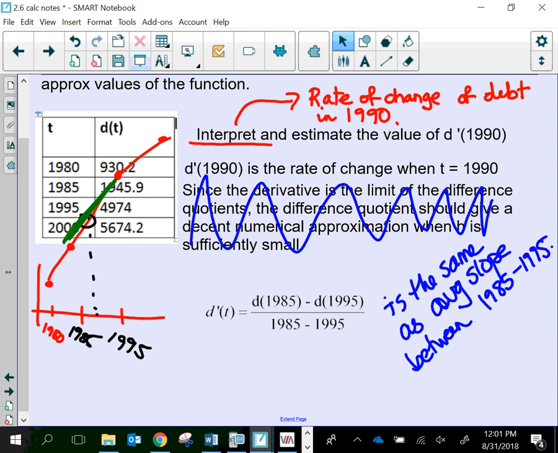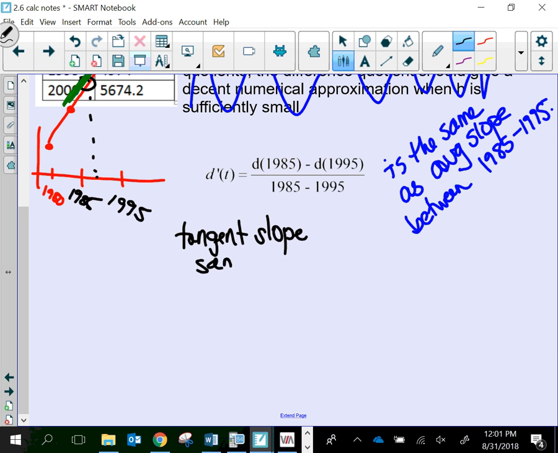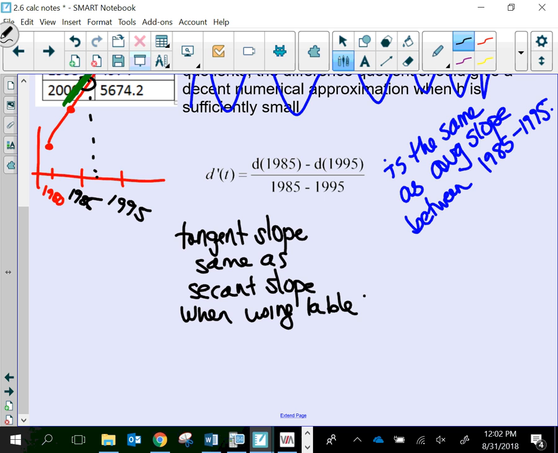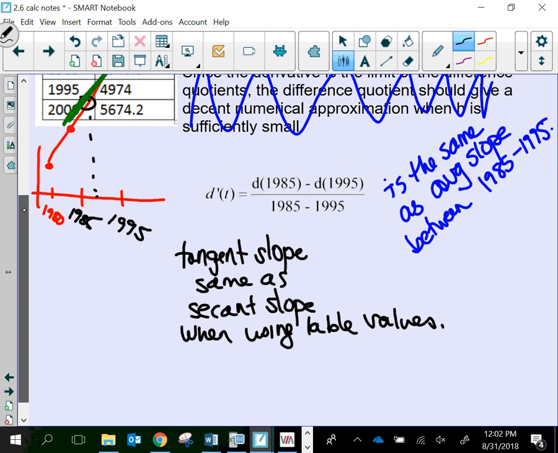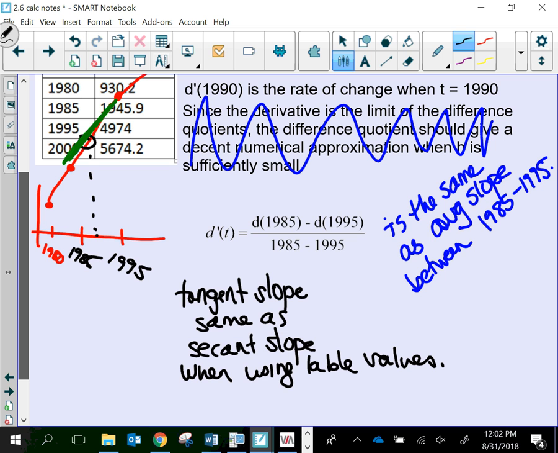Okay. So, bottom line, if you have table values, you are going to find the derivative, as in the tangent slope, the same way you find what we call the secant slope from before when using table values. Because that's all you have to work with. You don't have an equation. Now, there are better answers than others.